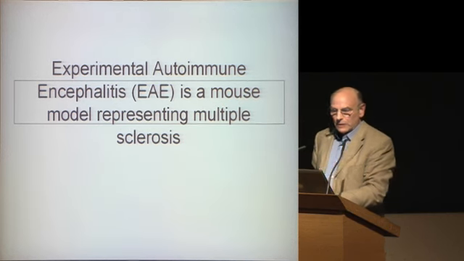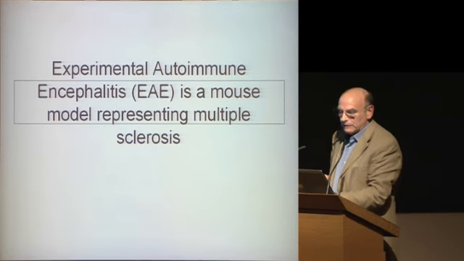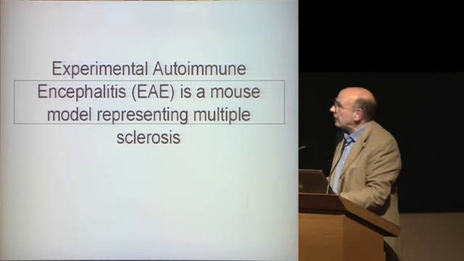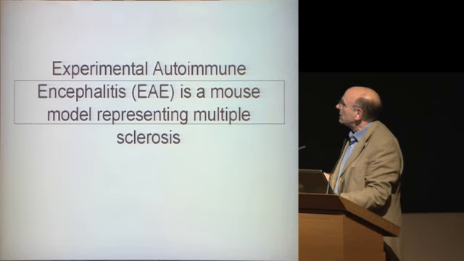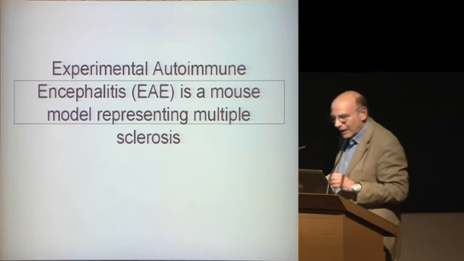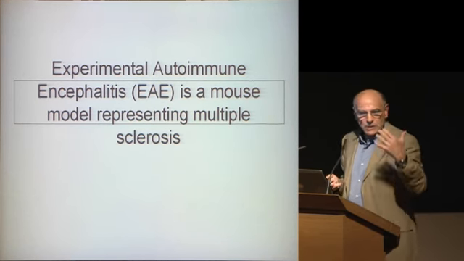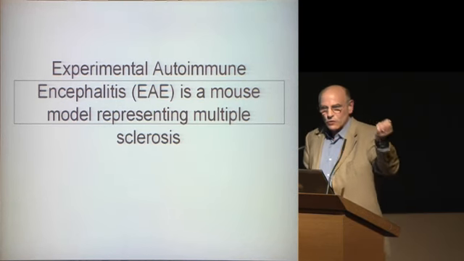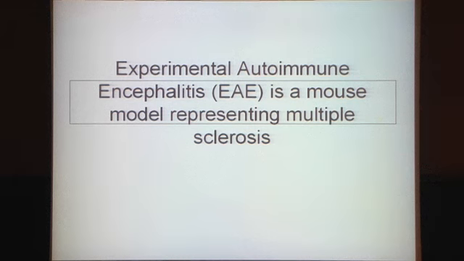I'd like to tell you a little bit about one other model that we've been looking at, and that is the EAE model. This, as you, I think, know, is a mouse model that represents multiple sclerosis. It is not multiple sclerosis any more than experimental IBD is Crohn's disease, but it does have many immunologic aspects that are similar.